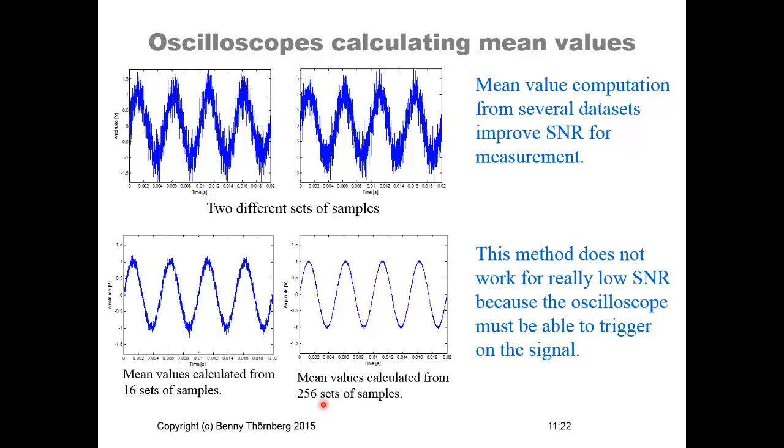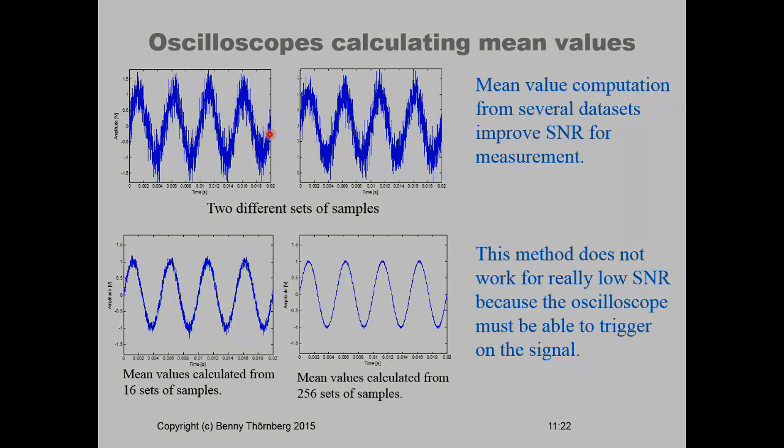But on the other hand, this method will not work for really low signal to noise ratios, because the triggering circuit of the oscilloscope must be able to accurately find the starting point for the data sets. Of course, there could be situations when the signal is very, very weak, and it is also polluted with noise and completely hidden in noise. So the question is then, how can you actually detect and measure this signal if the oscilloscope is not capable of triggering on that signal because it's so weak and hidden in noise?